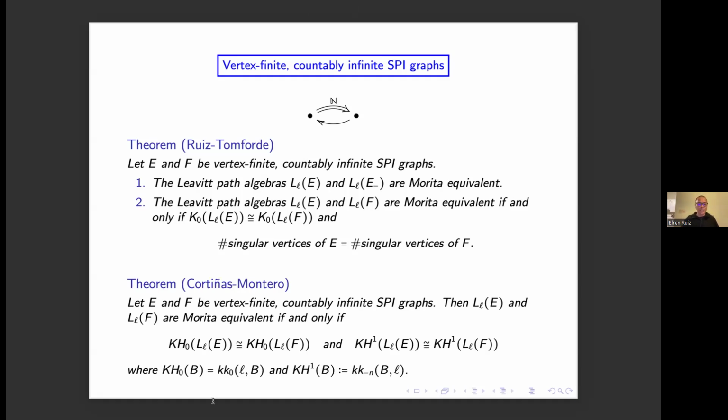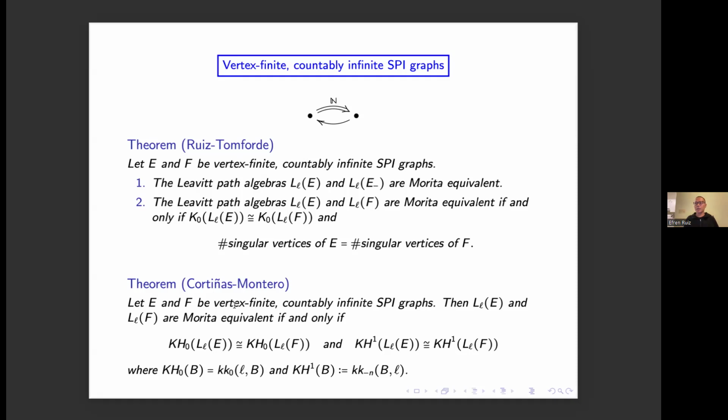So the KH0 is the, oh no, I'm blanking. It's the homotopy K-theory. And then the KH1 is with this algebraic KK theory that we have. And the whole point is that with this information, you can read off the number of singular vertices. So putting together my result with Mark, with Cortiñas and Montero, you get exactly a classification using K-theoretical invariants as well.